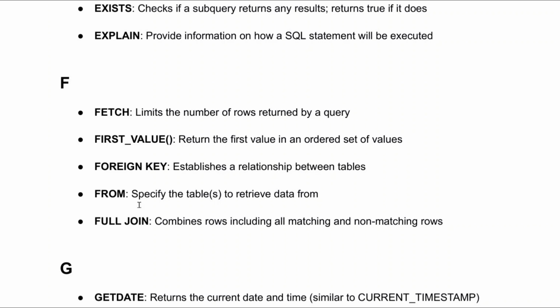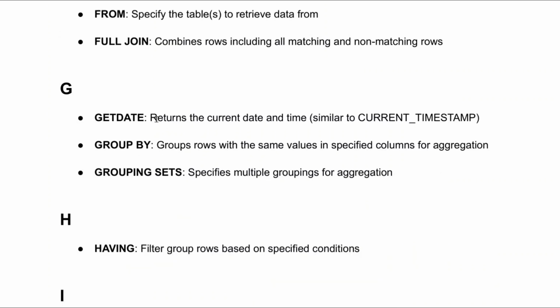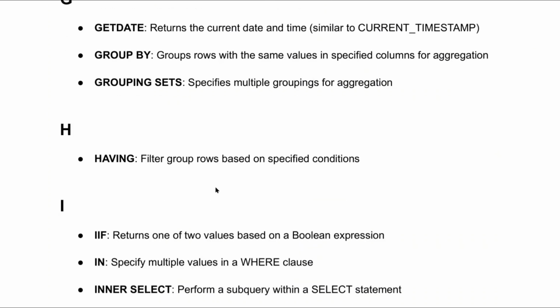FROM is used for specifying the tables to retrieve data from. FULL JOIN combines rows including all matching and non-matching rows. GETDATE returns the current date and time, similar to CURRENT_TIMESTAMP. GROUP BY groups rows with the same values in specified columns for aggregation. GROUPING SETS specifies multiple groupings for aggregation. HAVING filters group rows based on specified conditions.